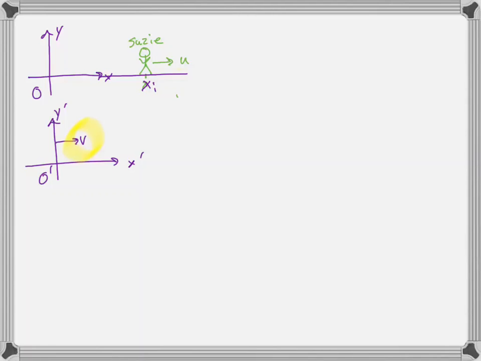So the kinematics for Susie: she's moving at constant velocity. In frame O, so we haven't done any transformation yet, Susie's position is xi plus u times t, right? That's just the kinematic equation for constant velocity, where Susie's constant velocity is u to the right: xi plus ut. Okay, so let's go ahead and transform that.